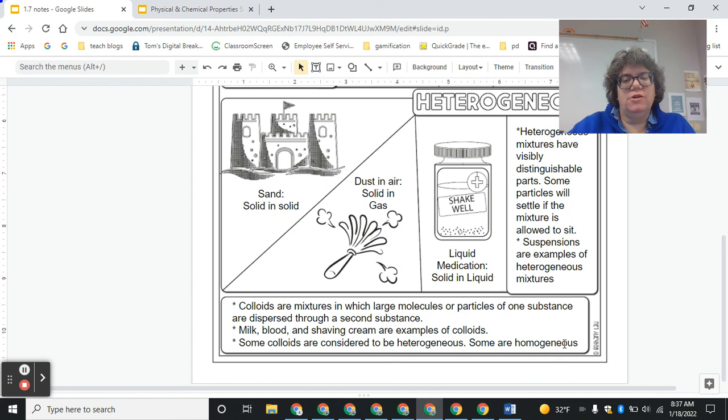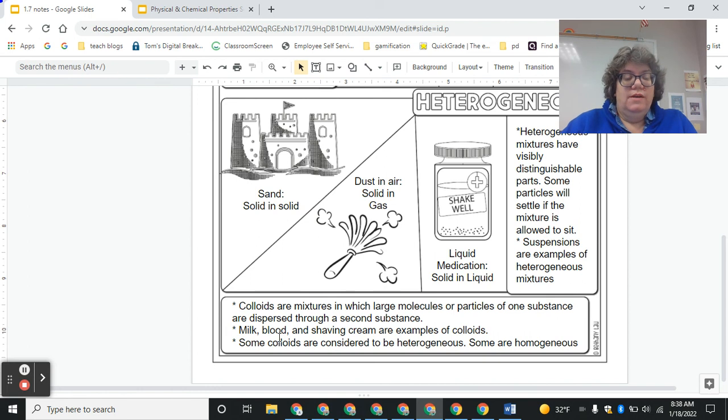Milk is a homogeneous mixture because you can't see the difference. It's a homogeneous colloid. Blood's another one, right? Like the red blood cells are quite a bit bigger than the plasma and all the other stuff. So they're suspended in that liquid. But those are some examples of colloids.